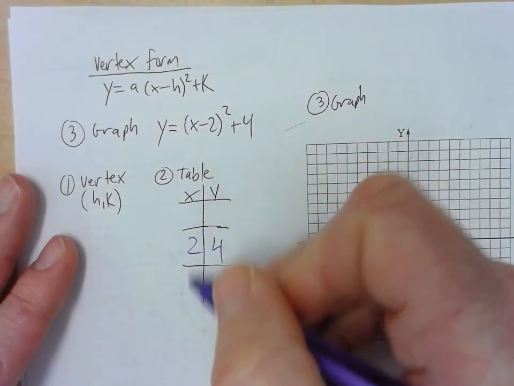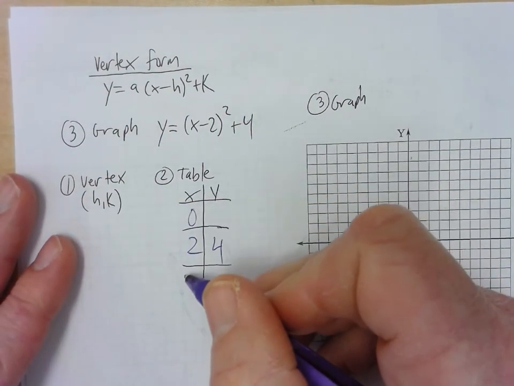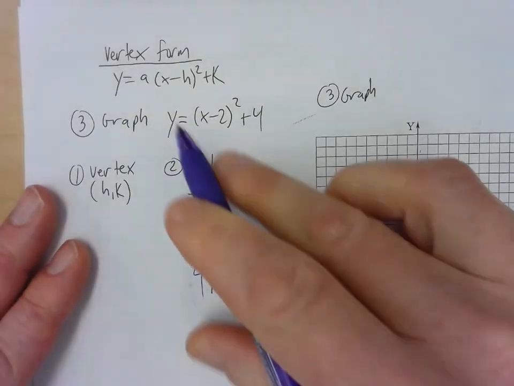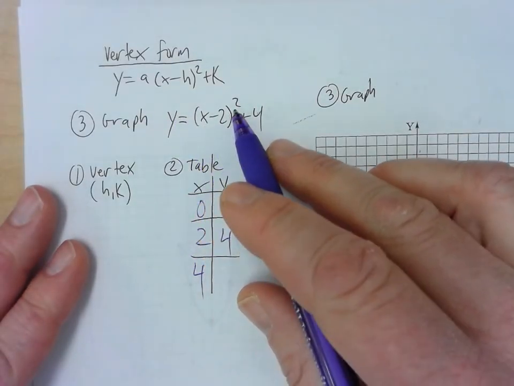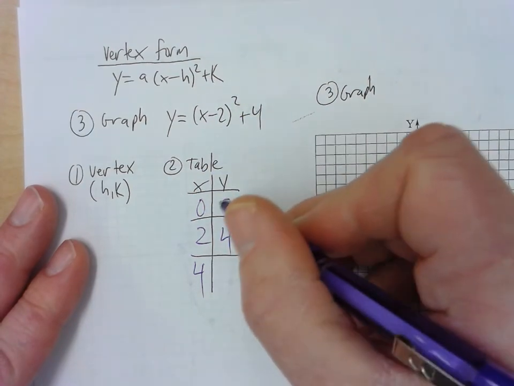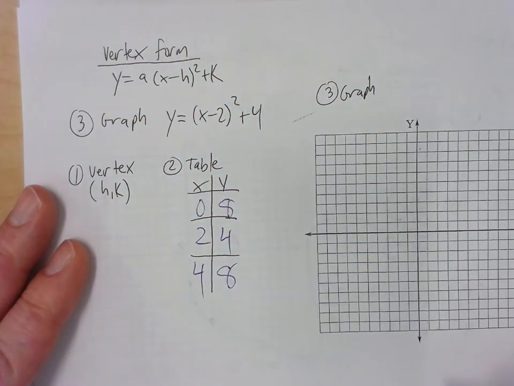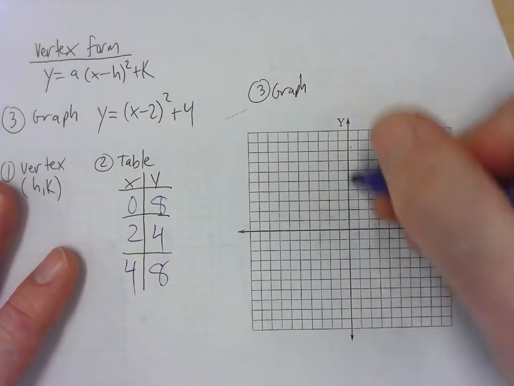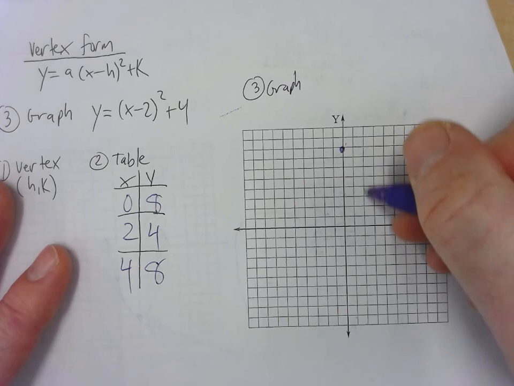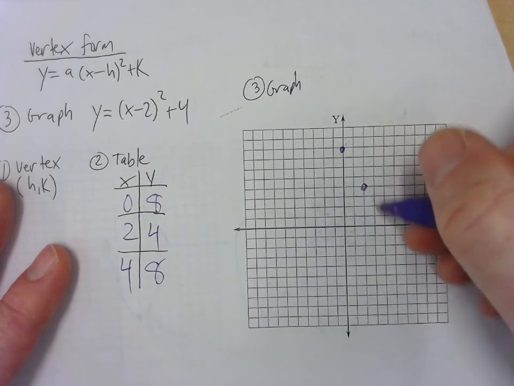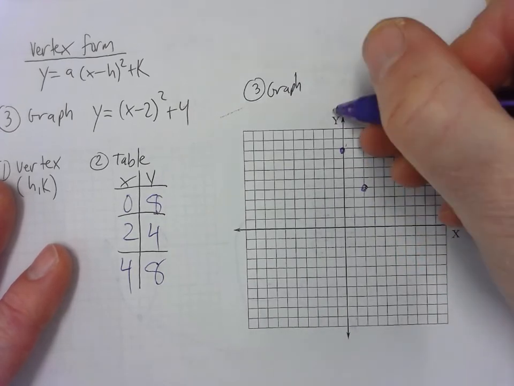And then I pick a number on each side, use 0 when I can, and I'm going to put 0 in. 0 minus 2 is negative 2, squared is 4. 4 plus 4 is 8. That's 8 as well. And then I can make my graph. 0, 8 goes here. 2, 4 goes here. 1, 2, 3, 4. And 4, 8 goes here.